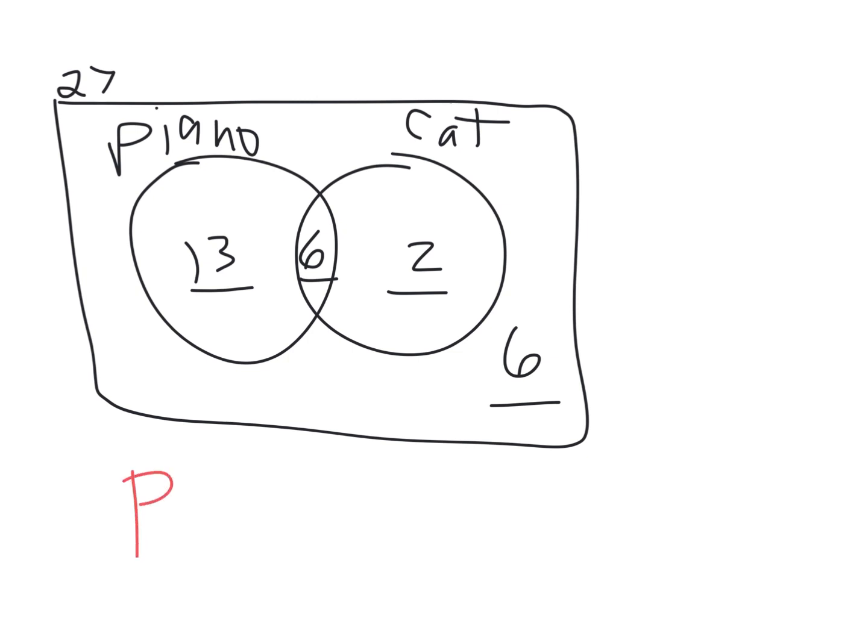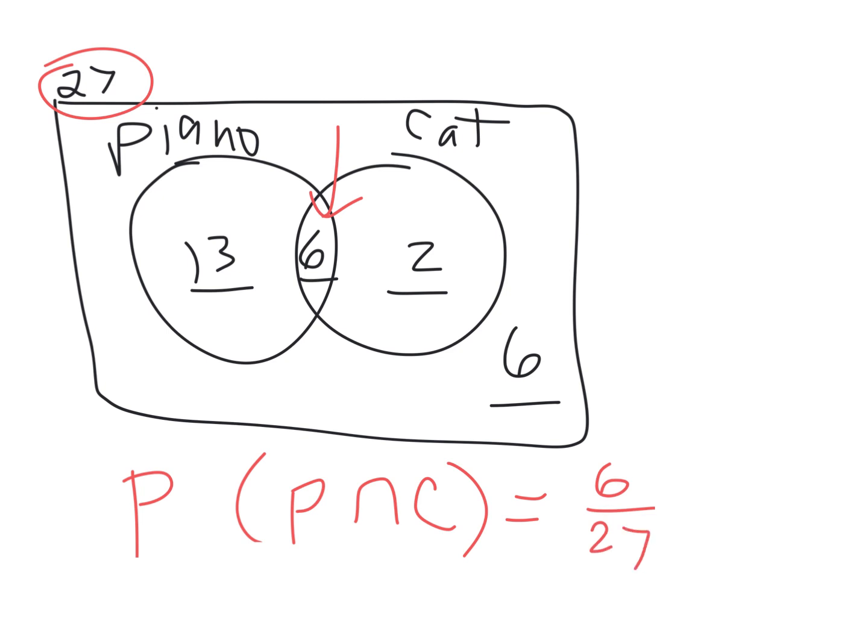When I said P with this symbol, that meant and, that's the same as the word intersect. And that one would be, where do they intersect? Oh, it's right there. 6 out of, how many total was there? 27. Raise your hand if you had 6 out of 27. Good.